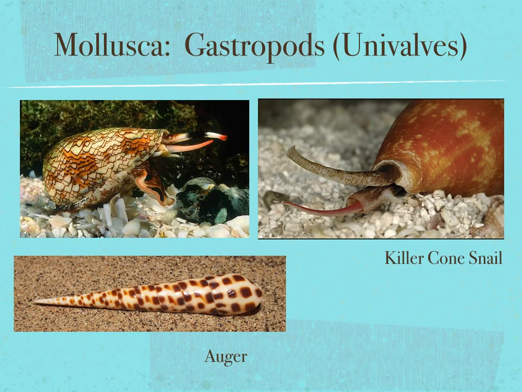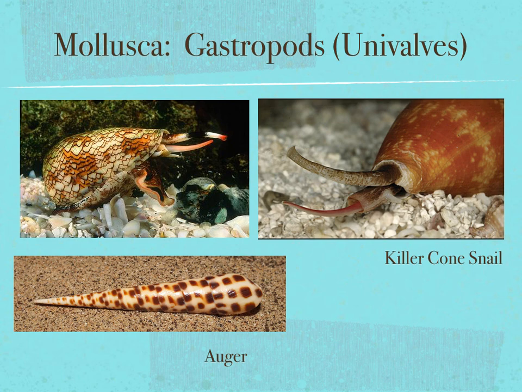Now, there's a very famous little gastropod I want to introduce you to. It's very cool. It is called the killer cone snail. Now, the killer cone snail is, as the name implies, a killer predator. In fact, it can kill humans. It's very, very toxic. The bottom picture, I just have a picture of an auger. I'm not going to go into the details of that with these weird class schedules we have.